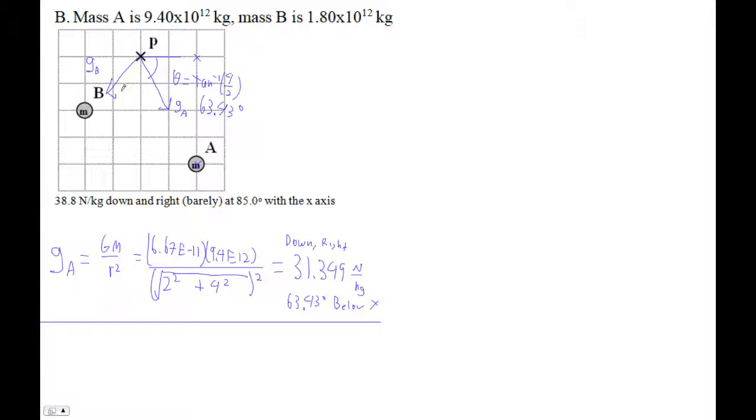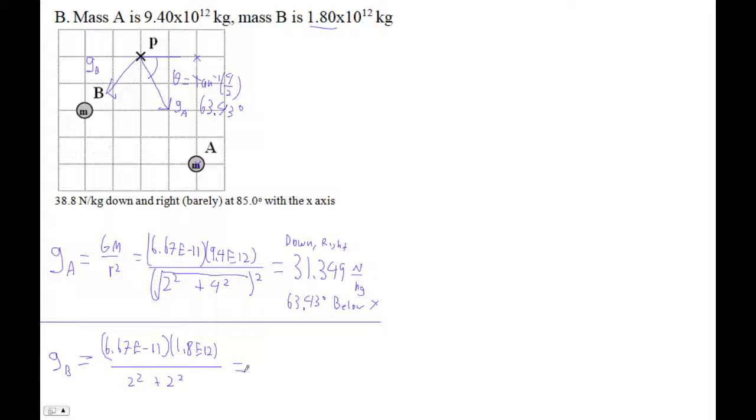All right. So now let's find the gravitational field due to B. And that's going to be the same thing, G M over R squared. So 6.67 E minus 11, and then B is just 1.8 times 10 to the 12. What is that, tera kilograms? I don't even know. Okay. So 1.8 E12, and then divided by how far away? We're 2 over and 2 down, so that's going to be 2 squared plus 2 squared.